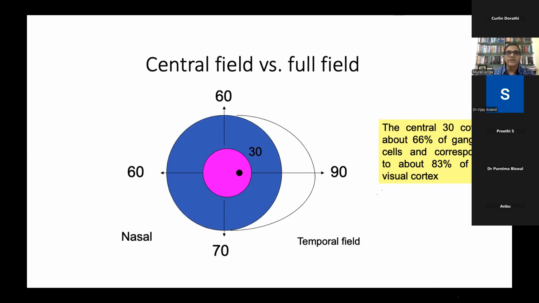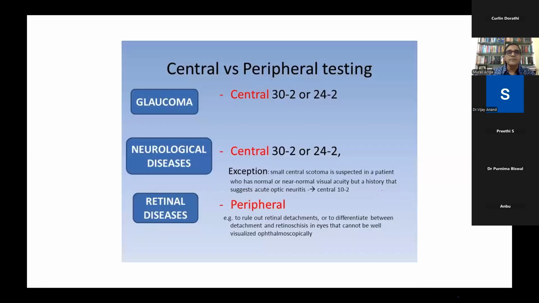We don't need a 60-4, we don't need a 60-2. That kind of extensive testing is not necessary. The central 30 degrees is actually more than enough for all of our diagnostic requirements. In glaucoma, we often do 30-2 or 24-2. In neurological conditions also 30-2 or 24-2, except when you have a small central scotoma and a patient who has near normal visual acuity but suggests optic neuritis. Straight away you can start with the 10-2.